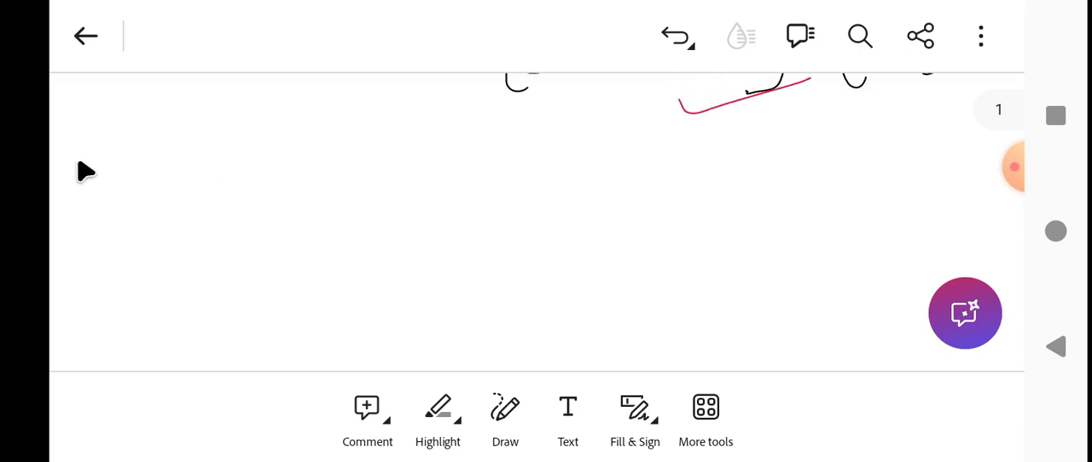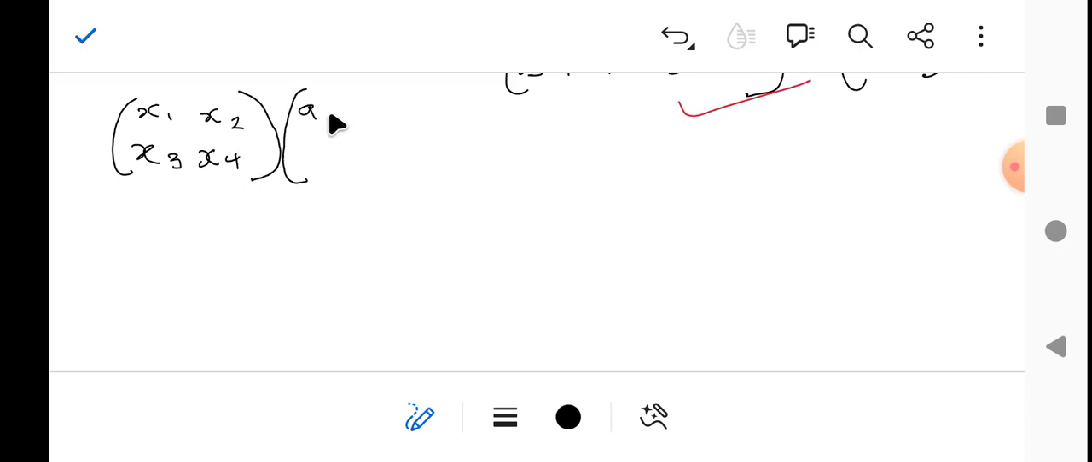Assuming I have my matrix A, I have matrix x1, x2, x3, x4, right? This is my matrix, and then I have, let's still stick with a, b, c, and d, right? Now we know that this is supposed to give us 1 0 0 1. This is a generalized form. So I want to use algebra.